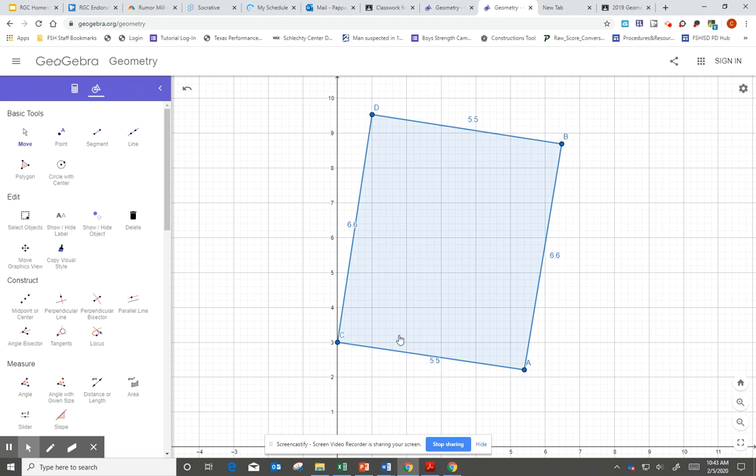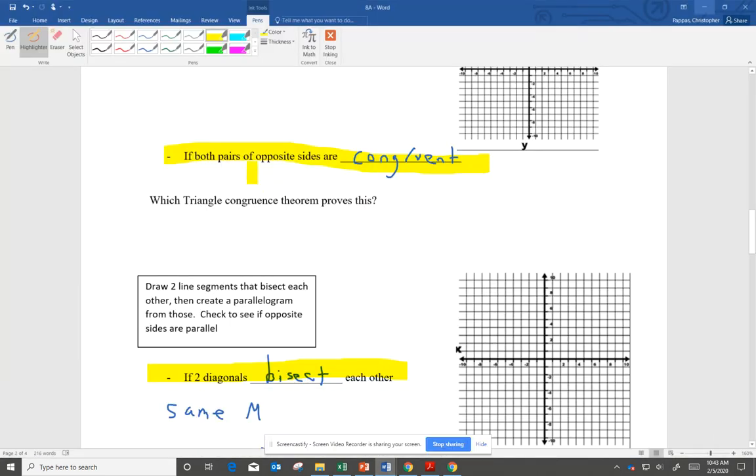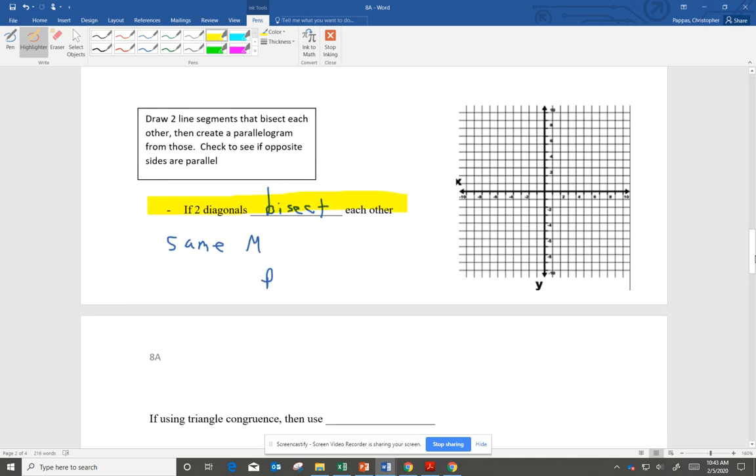If you want to create your own shape on GeoGebra, you can, and match up the opposite sides in terms of their distance, and you'll see that their slopes are going to match up as well, forcing the sides to be parallel. Okay, so that's the first part of that. So if both pairs of opposite sides are congruent, we prove there that it's going to force the opposite sides to be parallel. It's going to be a parallelogram.